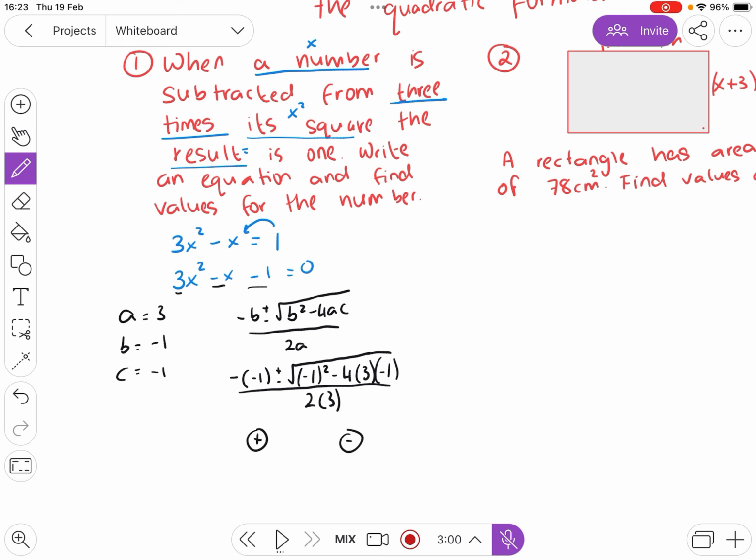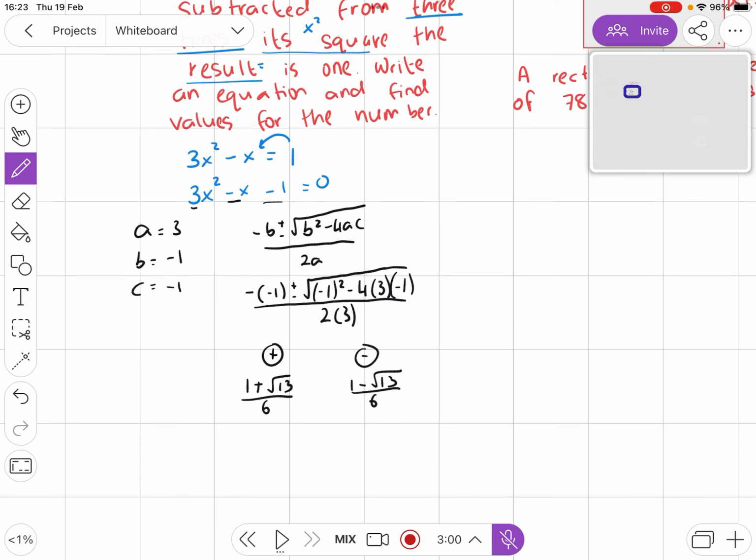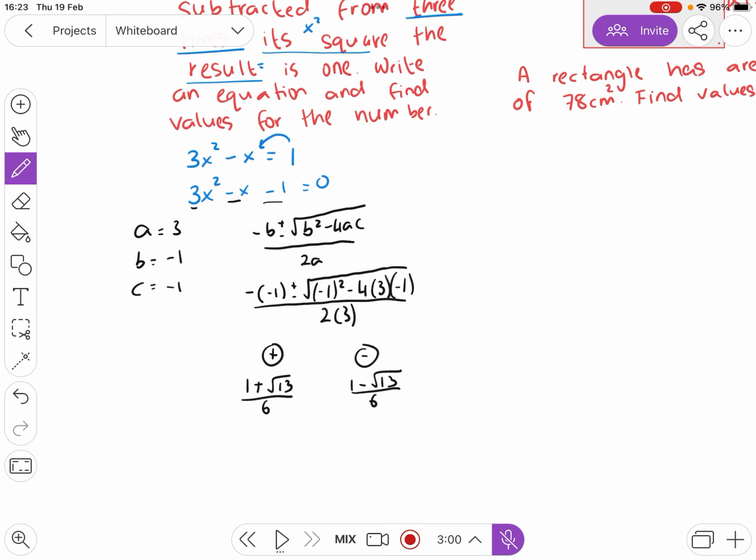So if I put the plus in, I end up with 1 plus the square root of 13, over 6. That's my plus. When I put in the minus then, I end up with 1 minus the square root of 13, over 6. And you'll see this happens a lot, that they're the same thing as each other, but one is a plus and one is a minus. When I check them in the calculator, I'm going to round now to 4 decimal places, it's up to you if you want to round to a different decimal place.